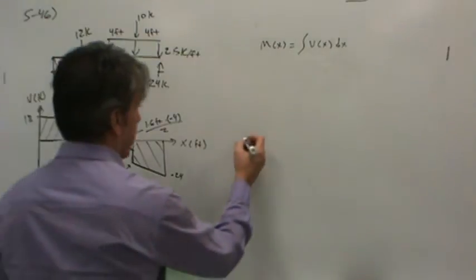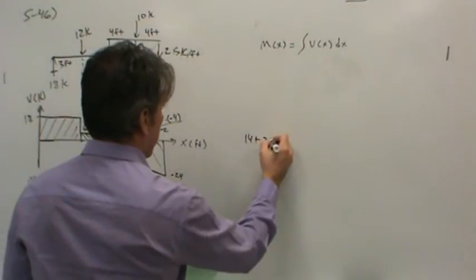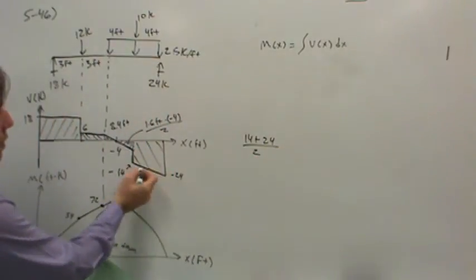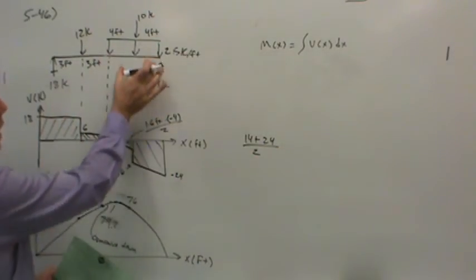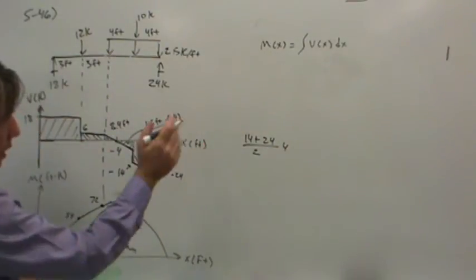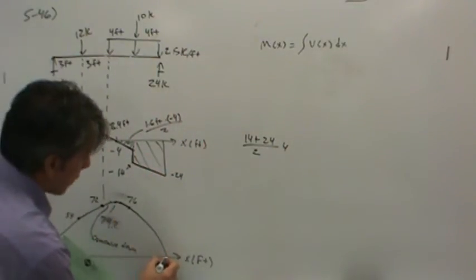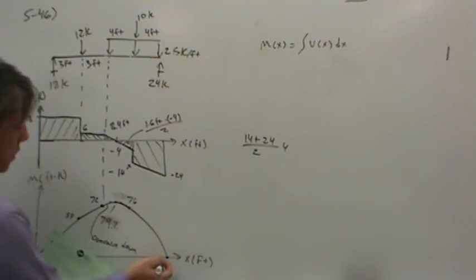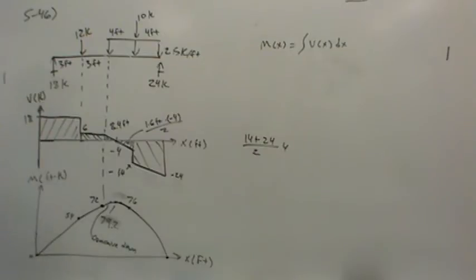Well, the easy way is to take 14 plus 24 over 2. Notice this gives me the average height, multiplied by that length, which is 4 feet. When you plug it in your calculator, you'll see that you do come out with 76. That's 76 negative area that has to be subtracted from the 76, so we end up back on the axis.